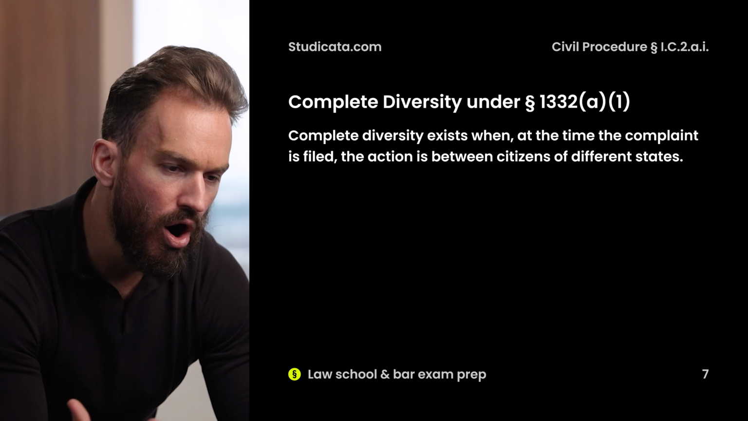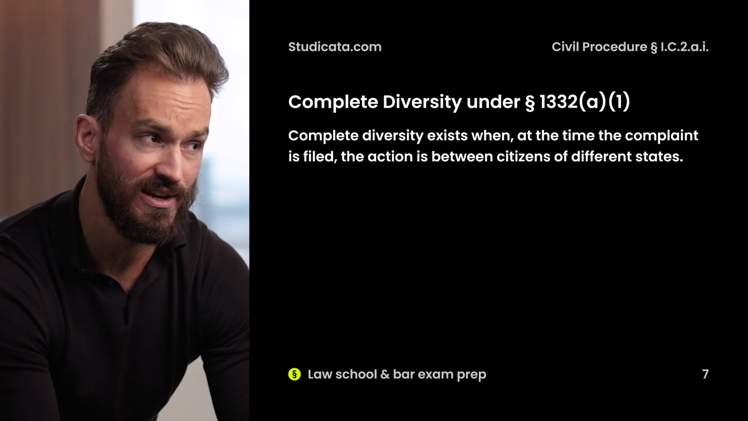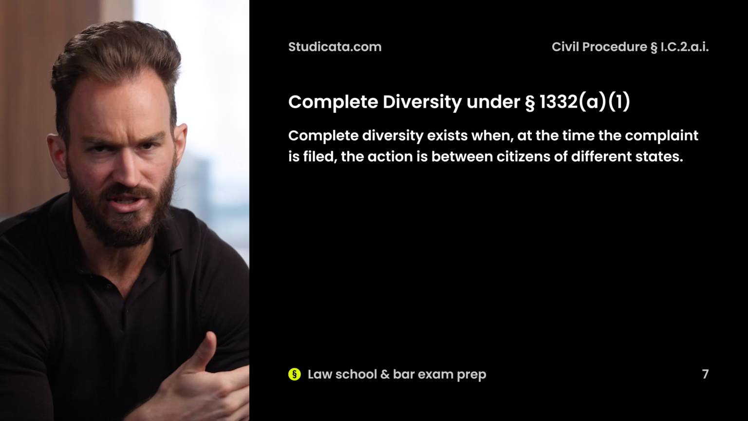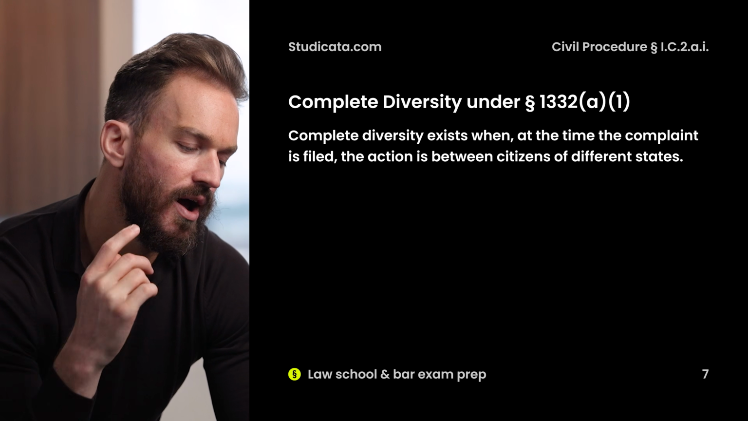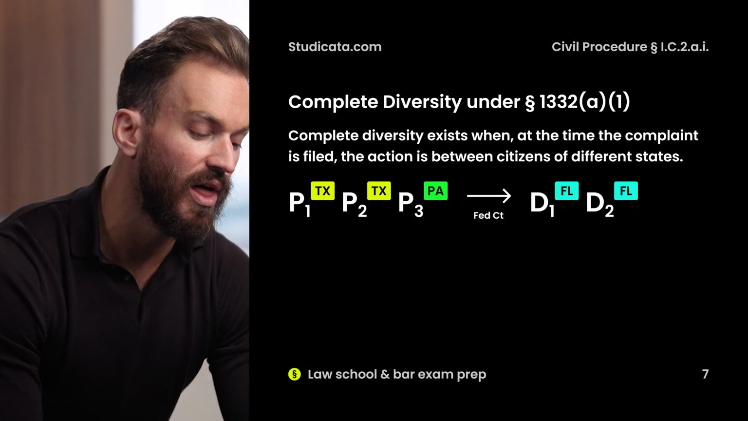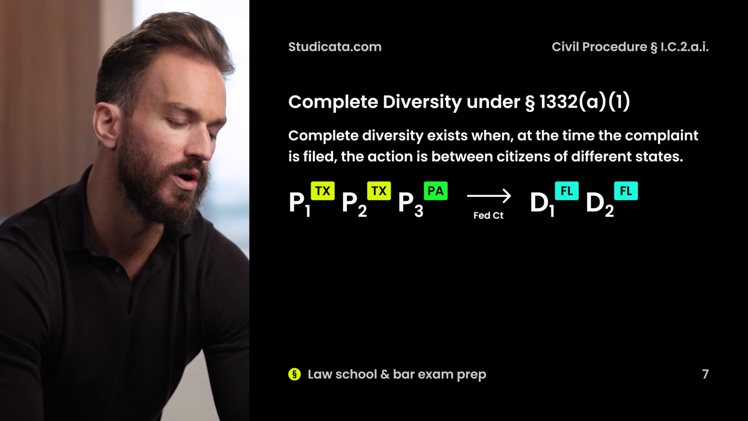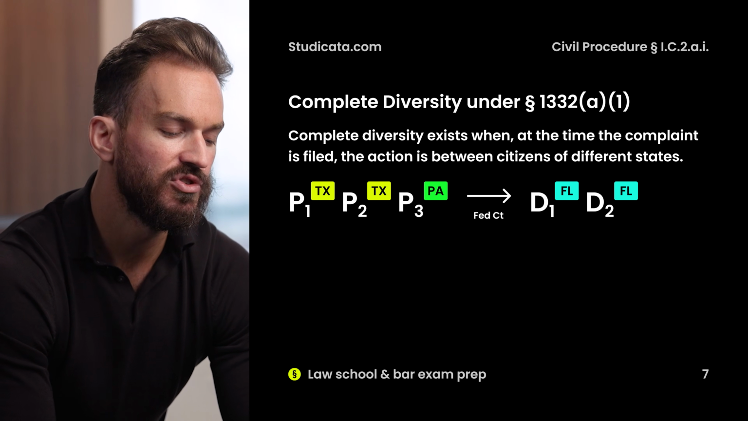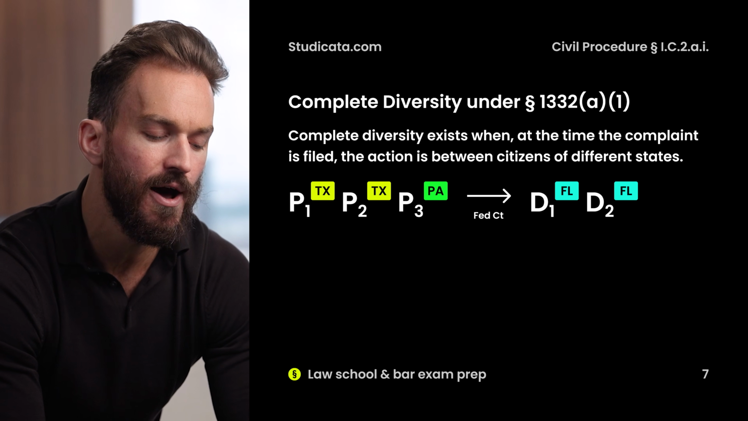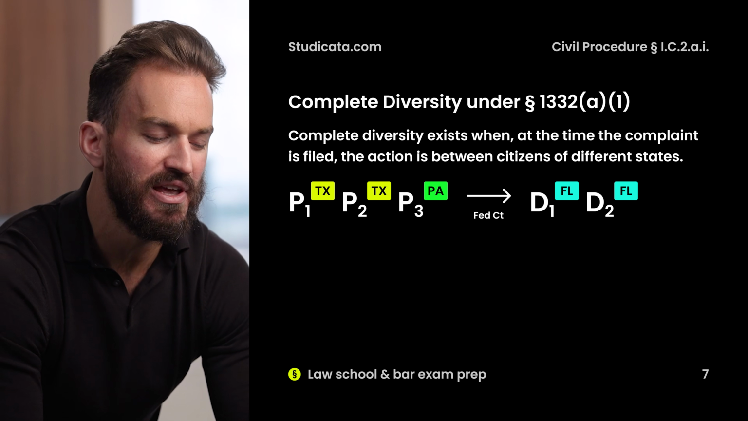Basically, every party to our lawsuit is a citizen of the United States, a citizen of some state within the United States. This is what we've been talking about thus far. Okay, so let's look at this first example we have drawn up. We have 3 plaintiffs suing 2 defendants in federal court. We have 2 plaintiffs from Texas and 1 plaintiff from Pennsylvania suing 2 defendants from Florida. Does complete diversity exist?